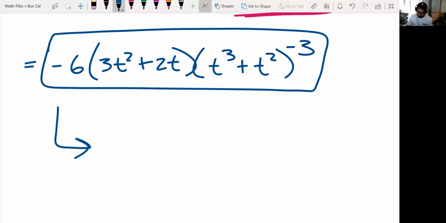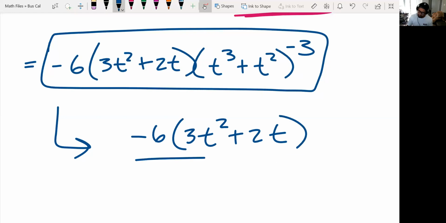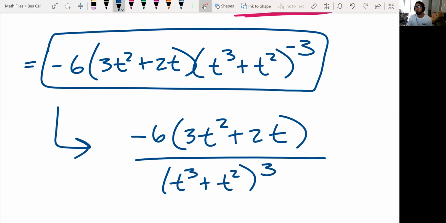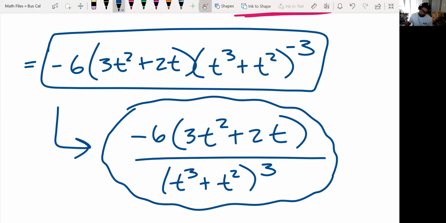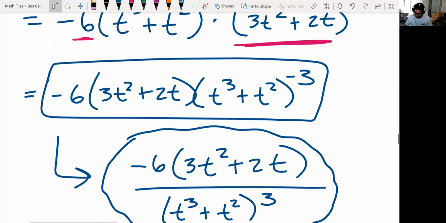We can rewrite this as negative 6 times 3t squared plus 2t over t cubed plus t squared to the third. And now if you want to distribute the negative 6, you can definitely distribute the negative 6. There's no stopping you. Students love to distribute. It's their favorite pastime.